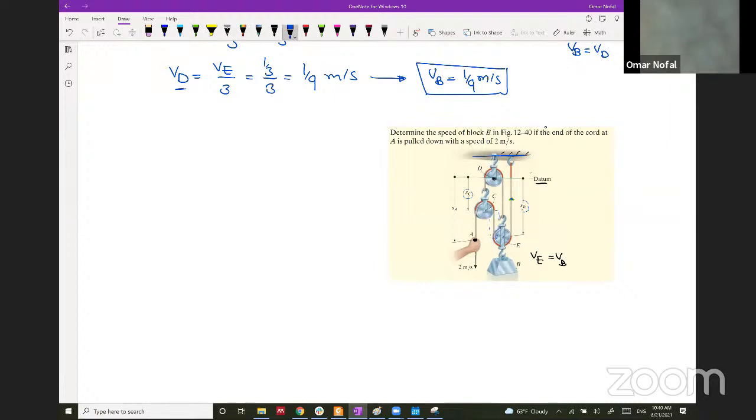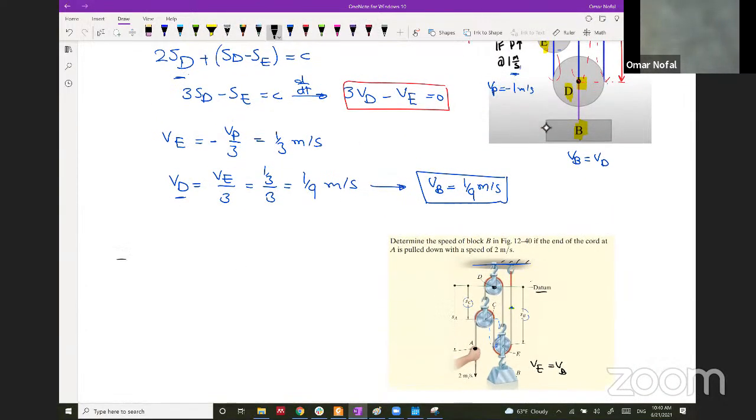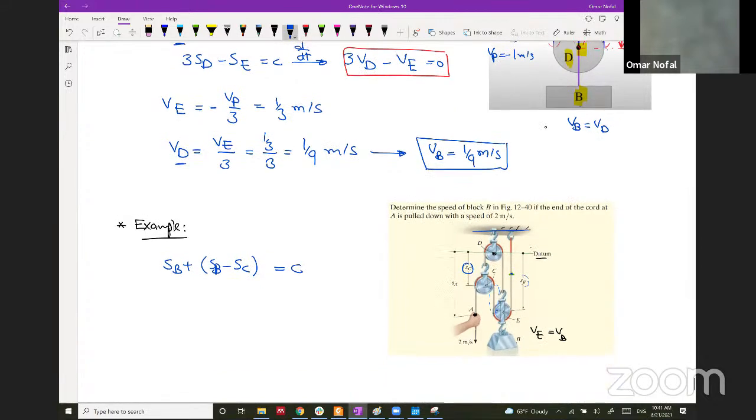So the first one, we will have SP plus SP minus SC will be equal to a constant. So this is equation 1, and the second equation, which is rope 2, will be equal to this length.